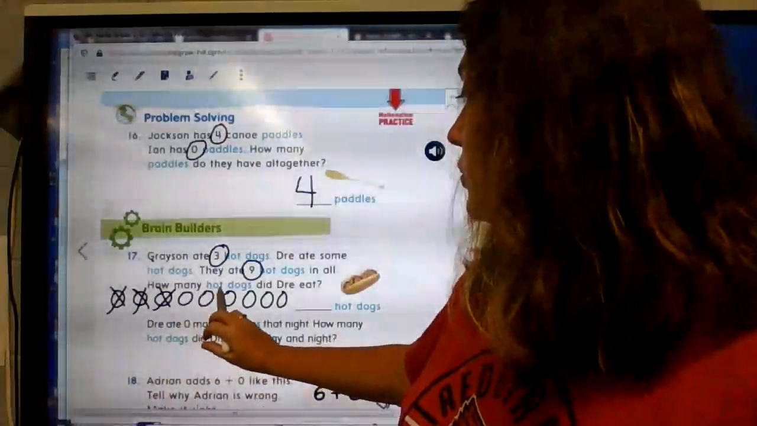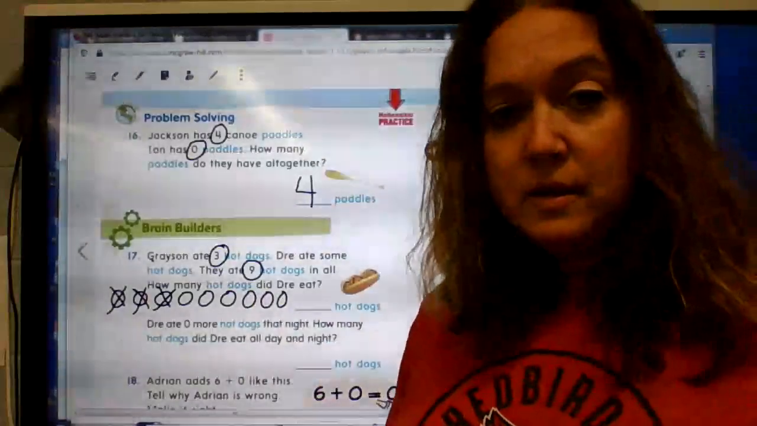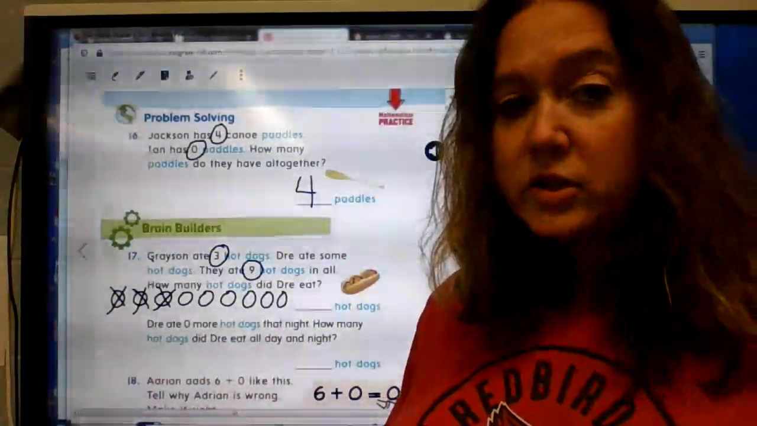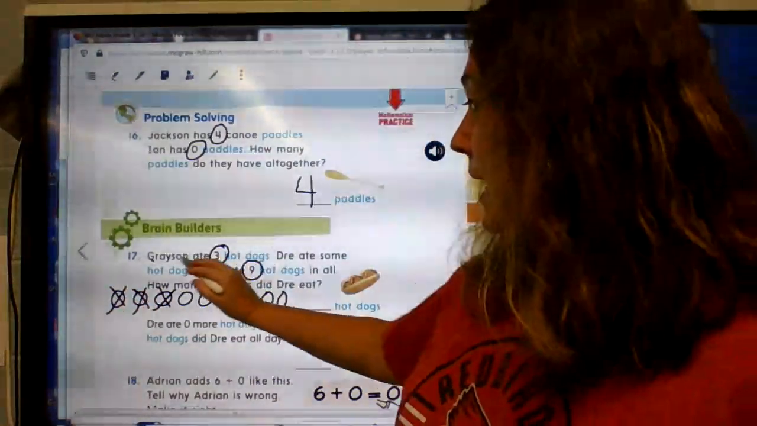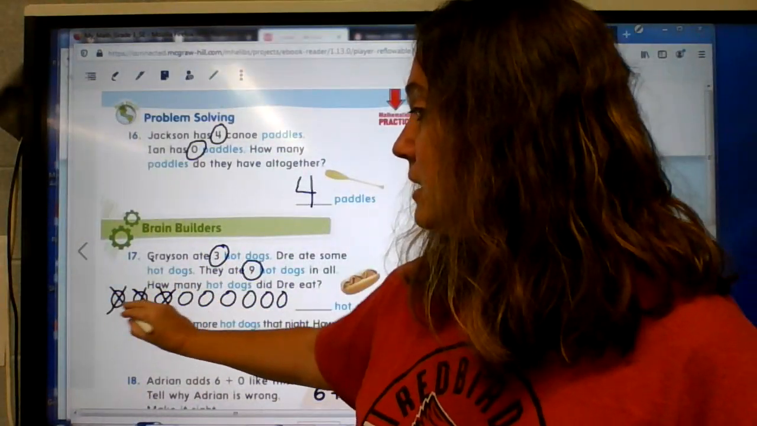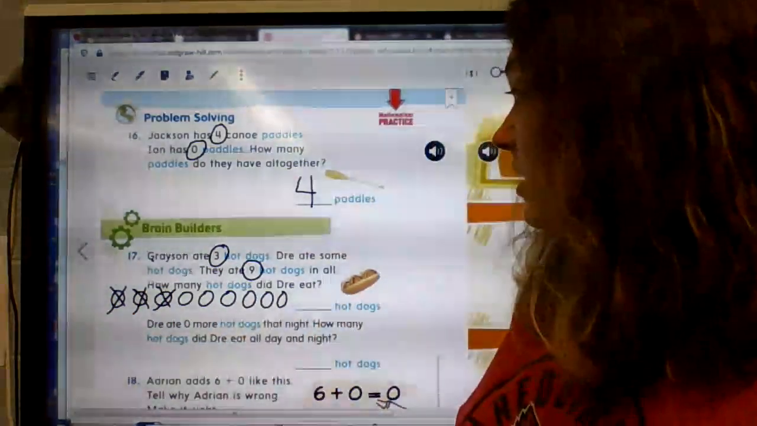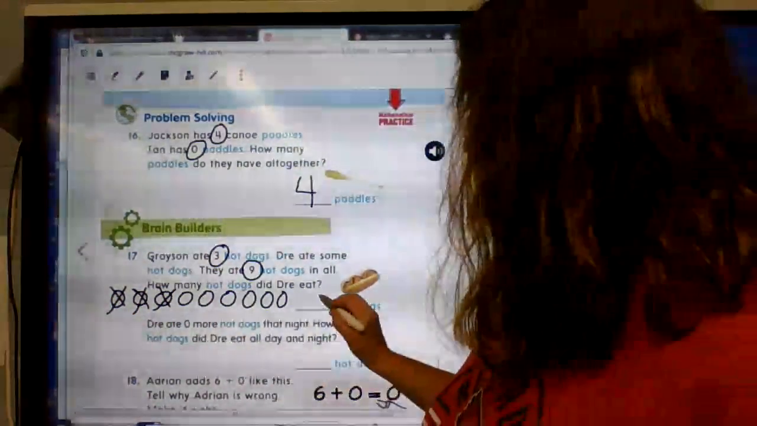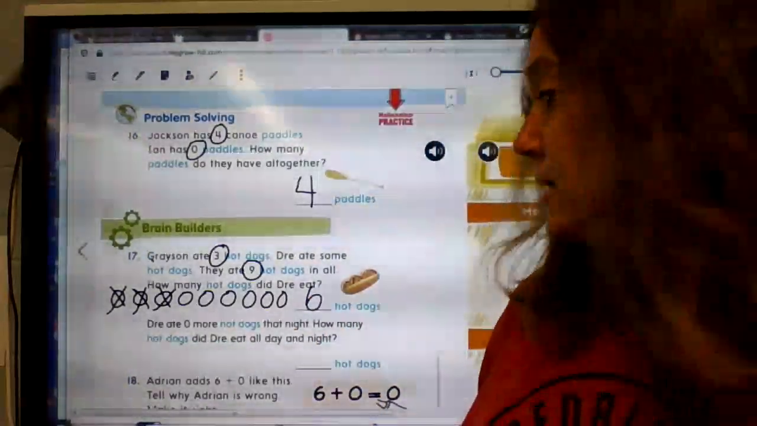1, 2, 3, 4, 5, 6. So how many hot dogs did Dre eat? 6. Because all together they had 9. Grayson ate these 3. Now we have 6 left over. Dre ate a lot of hot dogs. 6 hot dogs. Dre ate 6 hot dogs.